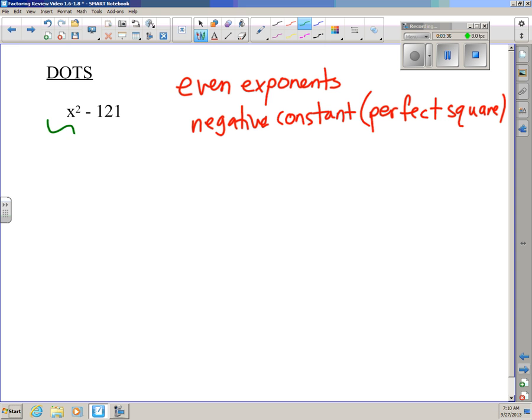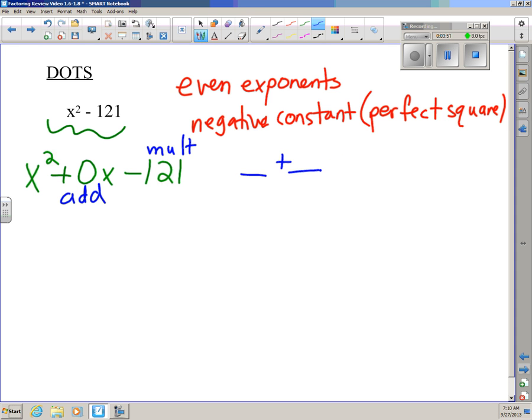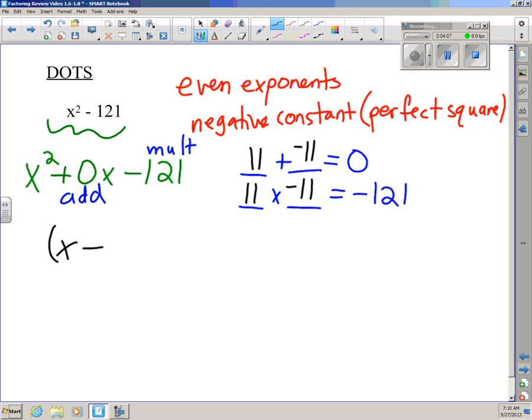Because remember, if you wrote this actually as a trinomial, it'd be x squared plus 0x minus 121. You're still looking for numbers that add to 0 and multiply to negative 121. And that pair of numbers have to be opposites. So you would have positive 11 and negative 11. So you get x plus 11, x minus 11.